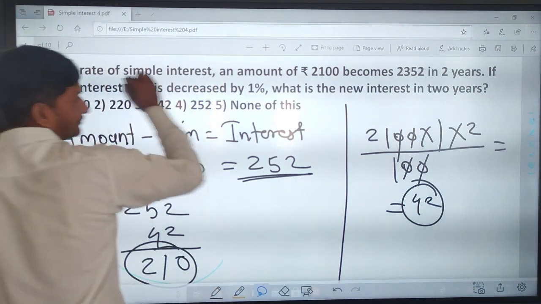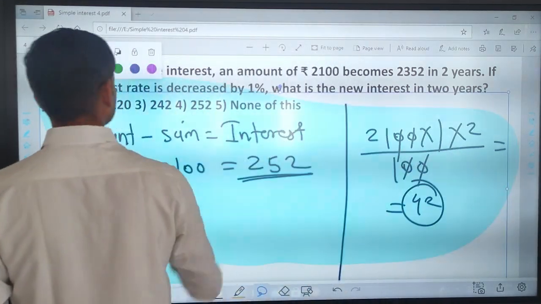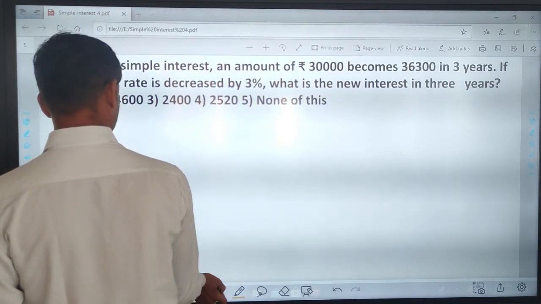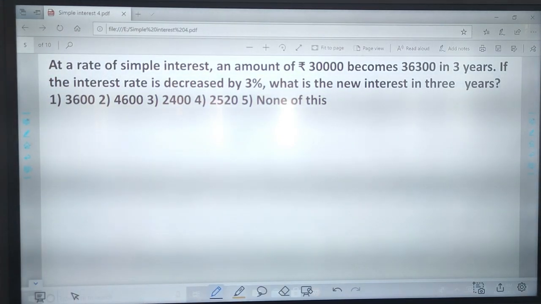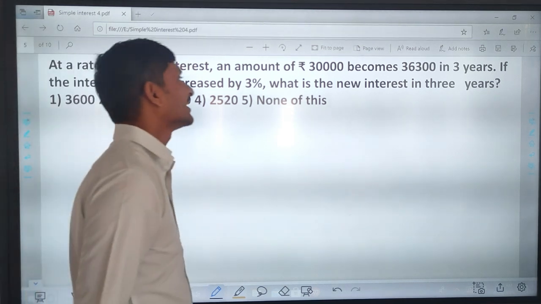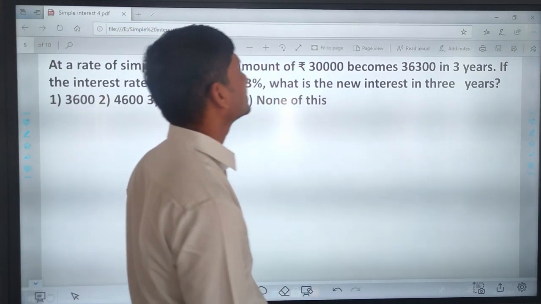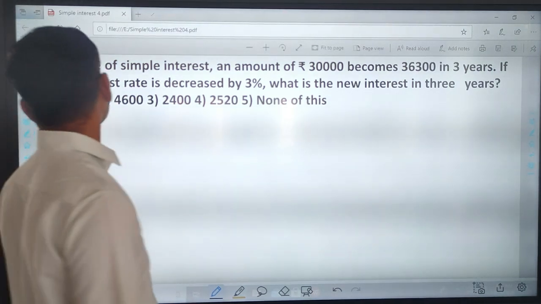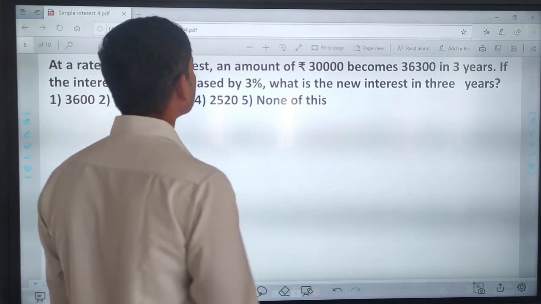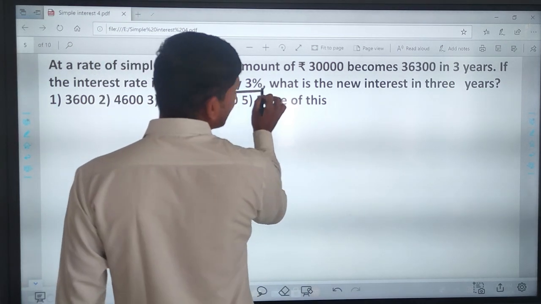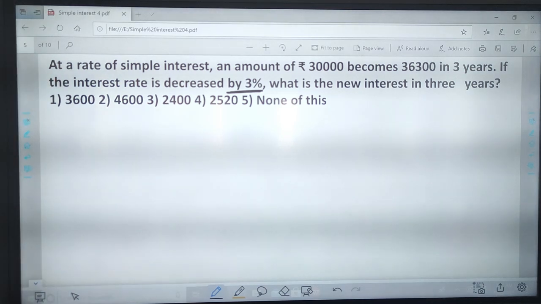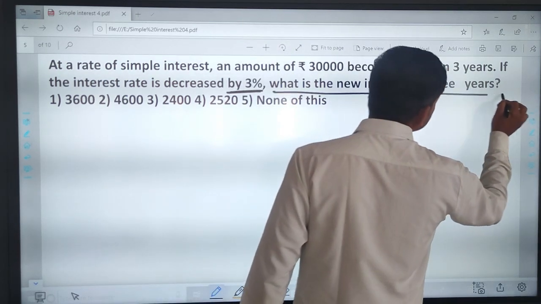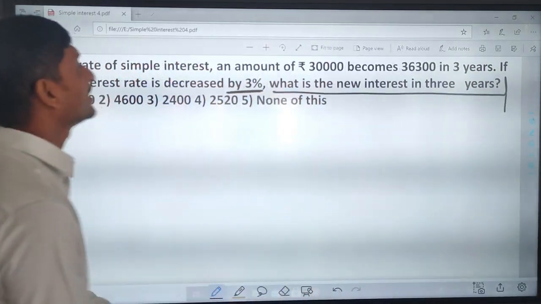Now next: at the rate of simple interest, an amount of 30,000 becomes 36,300 in 3 years. If the interest rate is decreased by 3%, what is the new interest in 3 years?